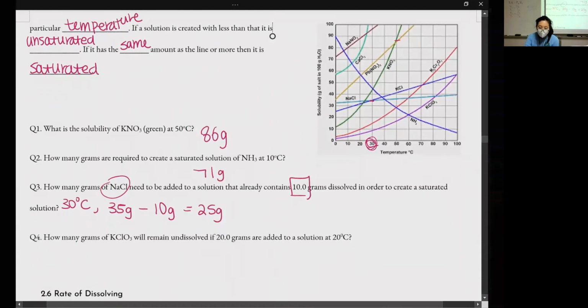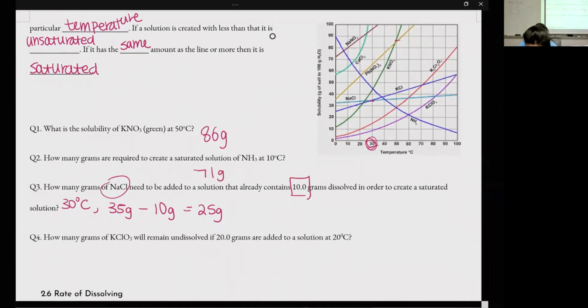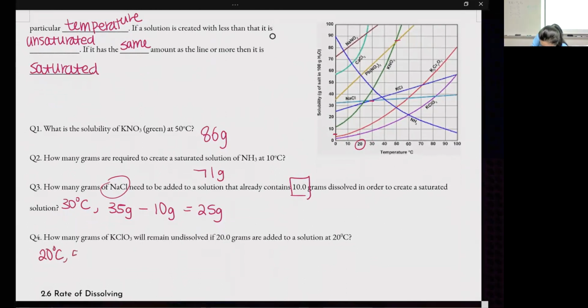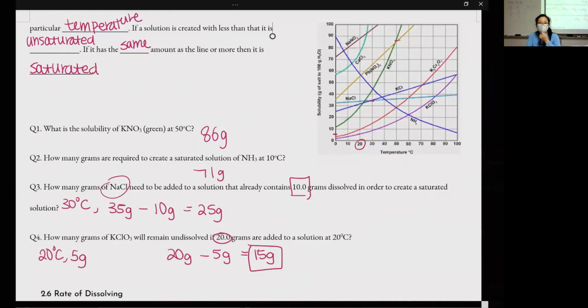Okay. Question number 4 says, how many grams of KCl3 will remain undissolved if 20 grams are added to a solution at 20 degrees Celsius? Okay, so at 20 degrees Celsius, it's right here. So it's about 5 grams. And then we put 20. What you will do is 20 grams minus 5 grams, which will be 15 grams. So 15 grams will remain undissolved.